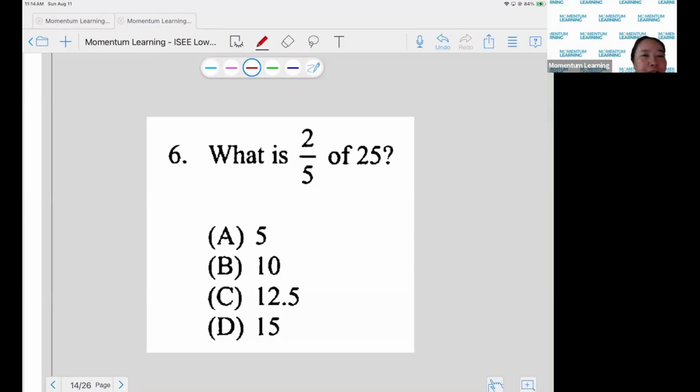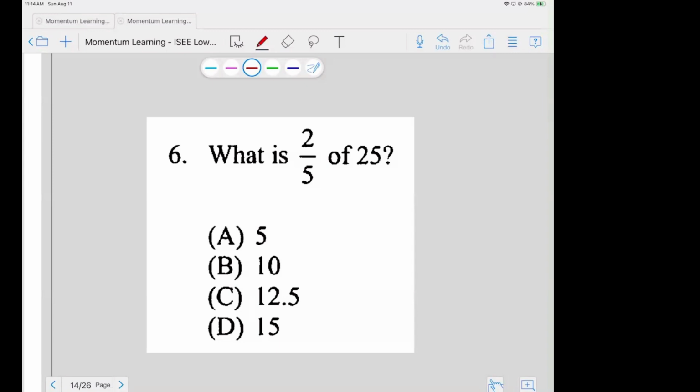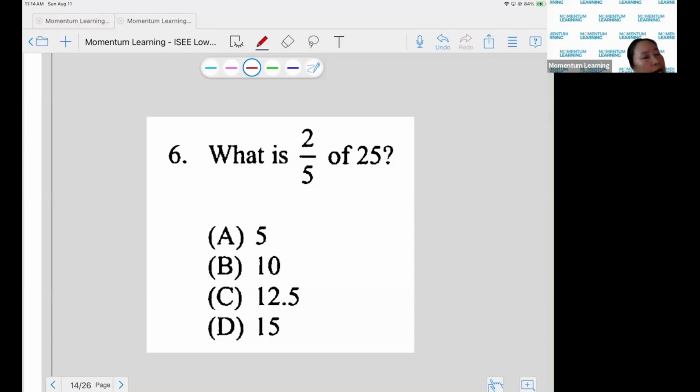Okay, Jaden, can you tell me what did you do? 25 divided by 5 and plus 5. Okay. Why are you plus 5? You said 25 divided by 5, right? And then you plus 5. Can you tell me the reason?